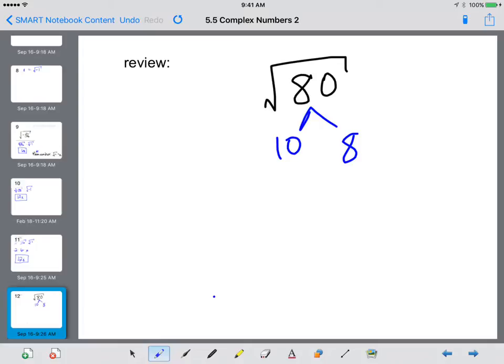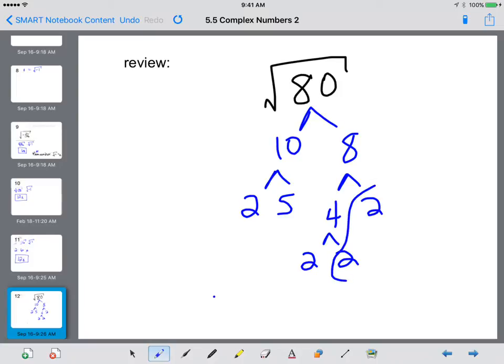So we can reduce 10. Two numbers that multiply to get 10 would be 2 and 5. And two numbers that multiply to get 8, I think of 4 and 2. 2 can't be reduced, 5 can't, 4, we can reduce it down to 2 and 2. And I look for pairs. So I see one pair of 2's that I'm going to pull out. I see a second pair of 2's that I'm going to pull out.